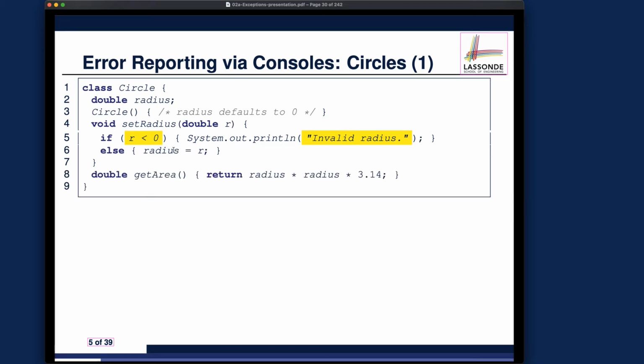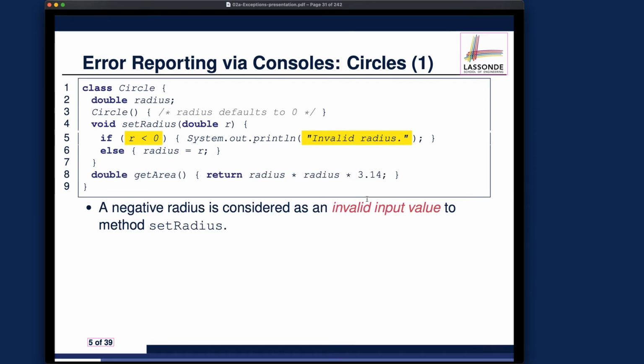Pretty simple. And then for the getArea accessor method, we just return radius squared times pi. Here is an observation. A negative radius is considered an invalid input value to the method setRadius, of course. So this is a precise condition under which we will print out the error to the console. Otherwise, we'll set the radius accordingly to the input. That's what we'll do.